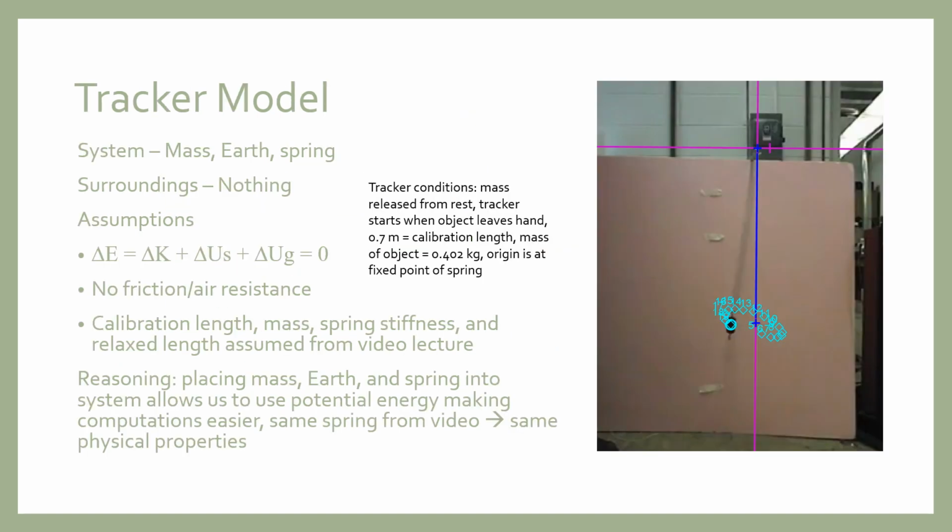In this experiment, the system was a mass, earth, and spring, and the surroundings were nothing, as I included everything in the system. I chose the tracker model so that the origin was at the fixed point of the spring and the y-axis was collinear with the spring at rest position. I tracked the model beginning from when the mass was released from hand, and in this model I assumed there to be no friction or air resistance. In other words, no work done by the surroundings. I also assumed the calibration length, mass, spring stiffness, and relaxed length from the video lecture.